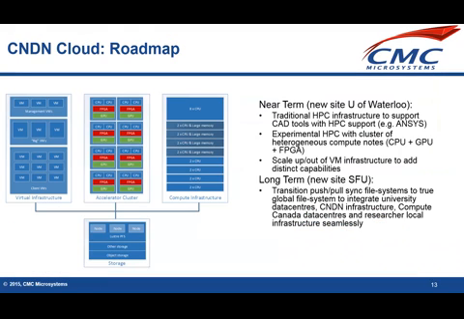There's another platform that will be available soon. It is on our roadmap. But this is a cloud computing platform. So the near term is traditional high-performance computing infrastructure to support CAD tools and HPC, and an experimental HPC cluster with the combination of CPU and GPU. So this is many nodes that will be accessible to the researcher remotely, and they can experiment with stuff like scaling up applications using many nodes of CPUs and GPUs.